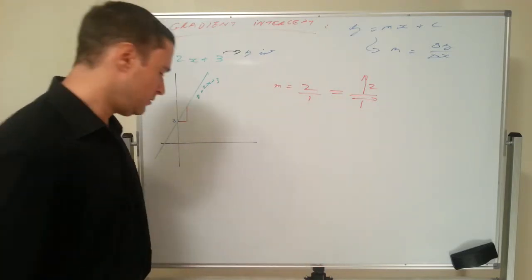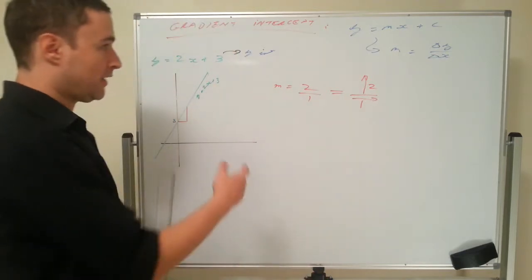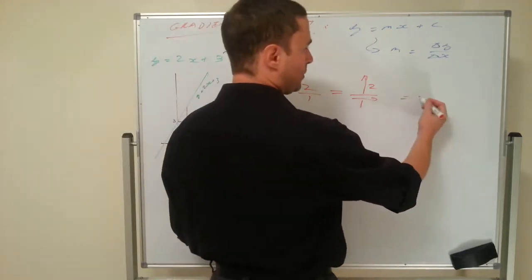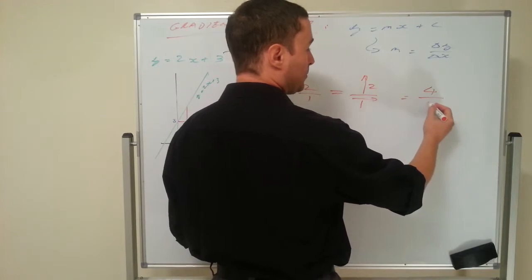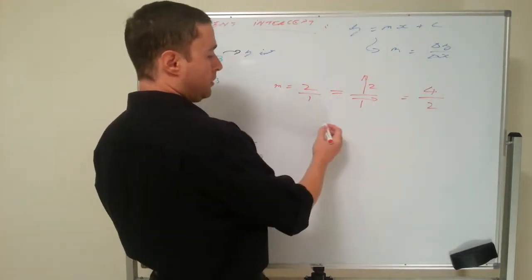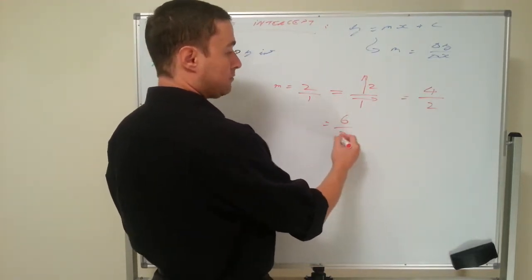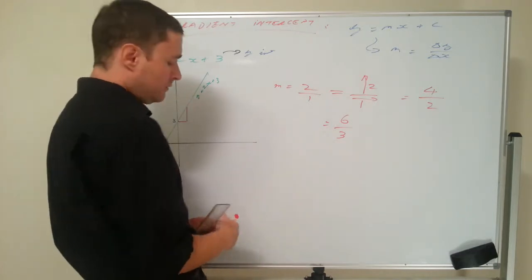You don't have to stick to 2 over 1. You can do anything that would simplify to 2. So you could go, if you wanted to, across 4 up 2. That would simplify to 2. You could go across 6 up 3. That would simplify to 2. It doesn't really make a difference.